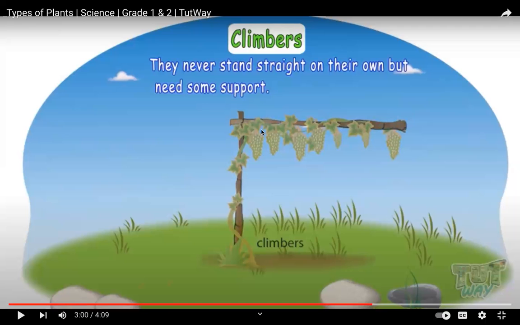Okay, pumpkin is not a climber, beta. Pumpkin is a creeper. We will read about creepers in the next part, but pumpkin is not a climber. Neither is it a herb. It is a creeper. Okay, Debangshu, can you give me an example of climber, beta? Any example? Cucumber. No. Cucumber is also an example of creeper, beta.